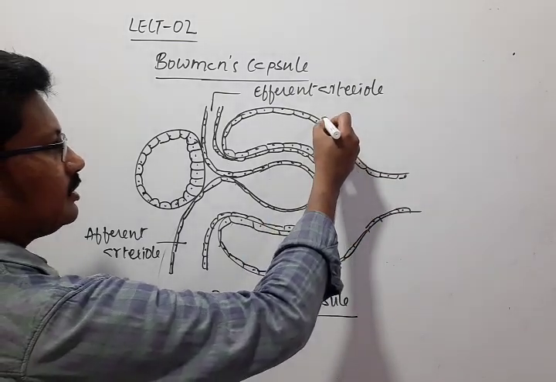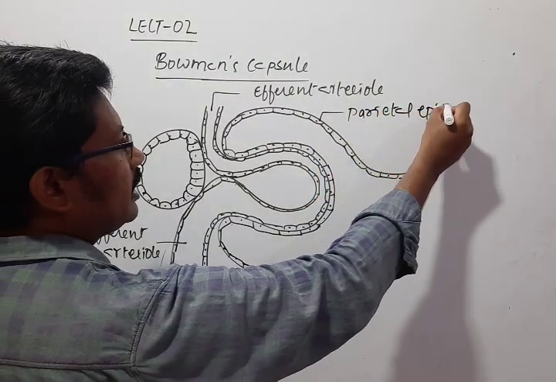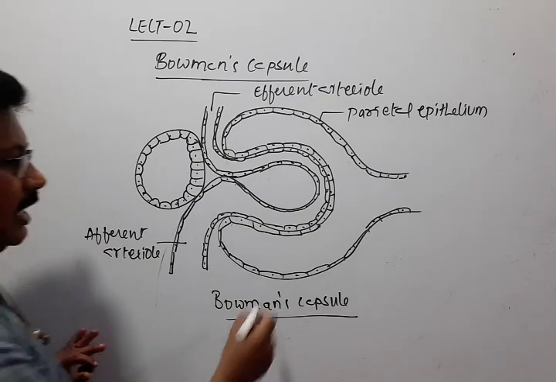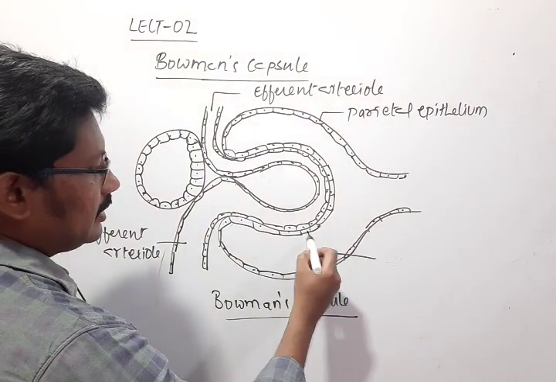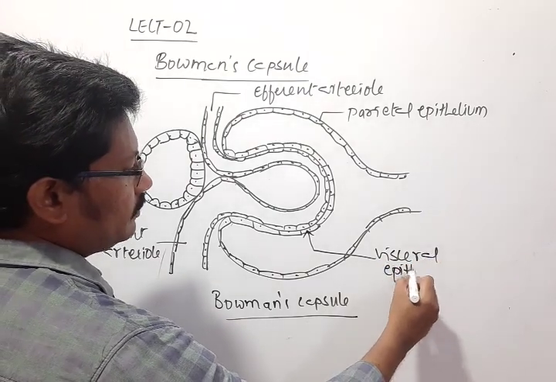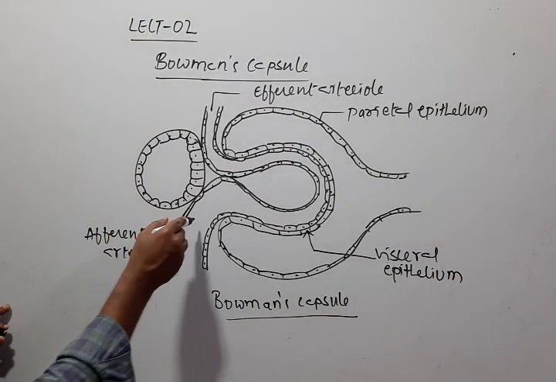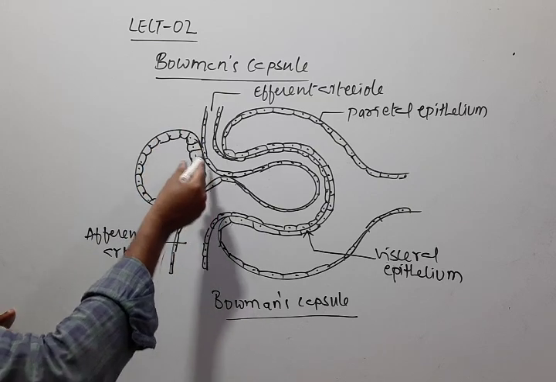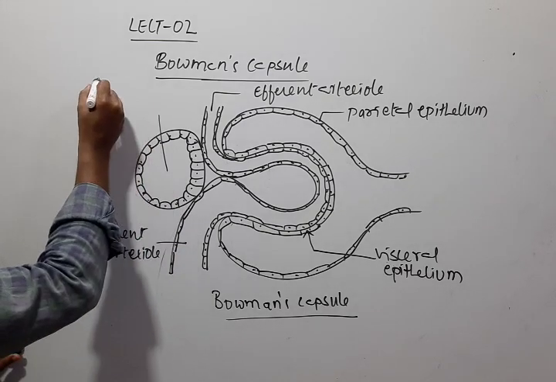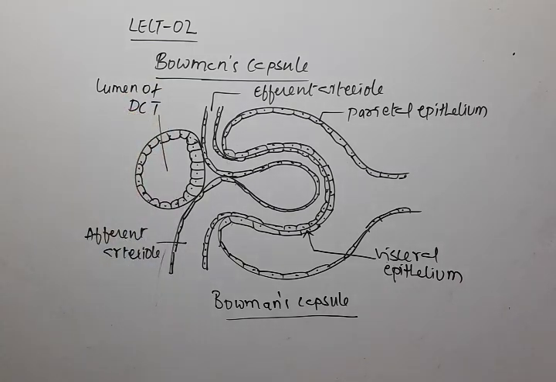It has two layers. So this is the outer parietal layer, composed of parietal epithelium, and there will be an inner layer, called the visceral layer, composed of visceral epithelium. And here in close contact with the afferent and efferent arteriole, you find the distal convoluted tubule, and this is the lumen of the DCT.